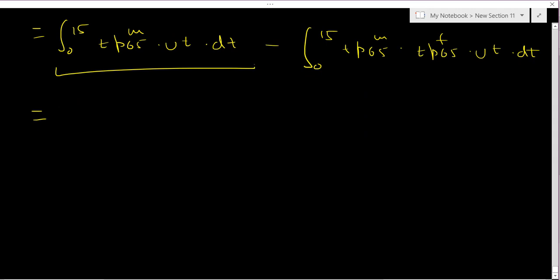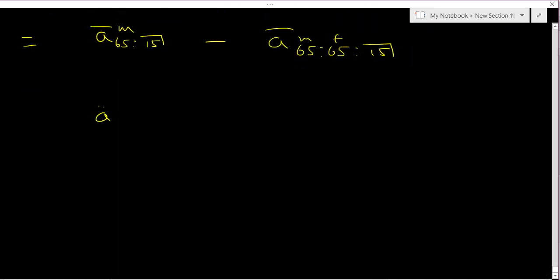This is just the annuity payable continuously for a life aged 65, the male, for the next 15 years, minus the continuous joint annuity for 65 male and 65 female over 15 years. That's what I'm seeking here. Since the payments are in advance, I will have to write the advance version: a double-dot 65 male, 15 years, minus a double-dot 65:65 male and female, 15 years.